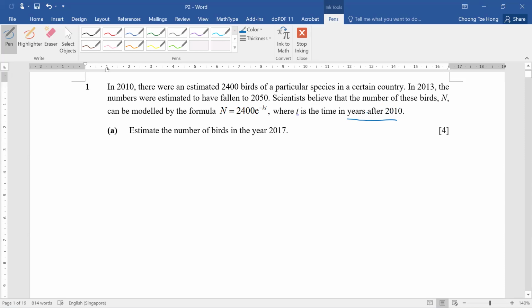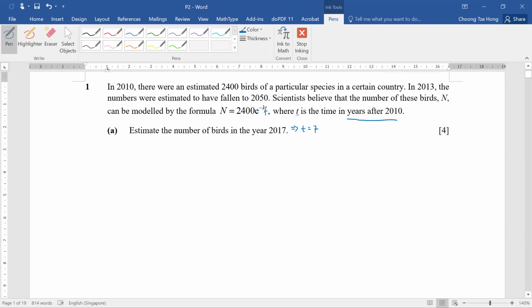Right, so for part a, they want us to estimate the number of birds in 2017, which means that t will be equal to 7. If you look at this equation, if I were to substitute t equals 7 in here, I won't be able to calculate n yet because there's an unknown, negative k.